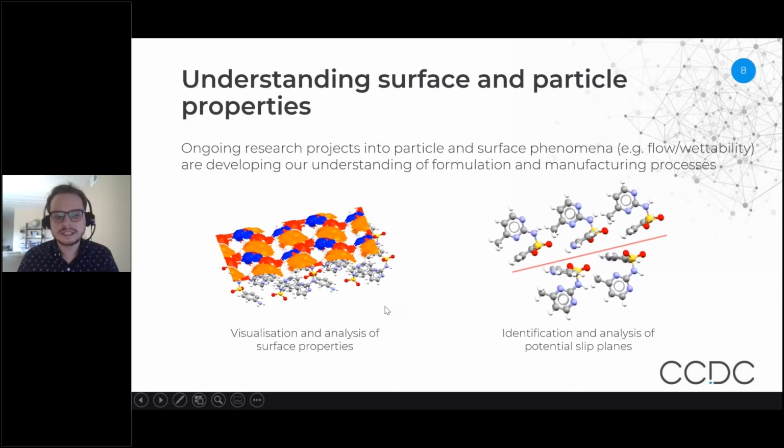We have visualization and analysis of surface properties as one front that we're currently working on, and we're also looking at the identification and analysis of potential slip planes, which is a very important aspect of larger particles.